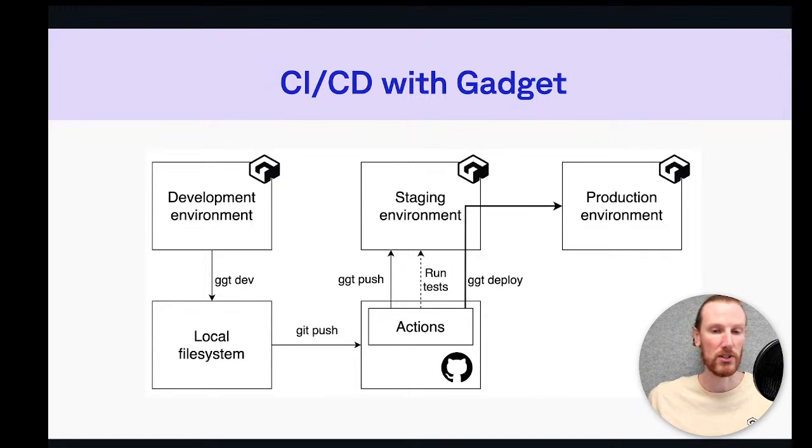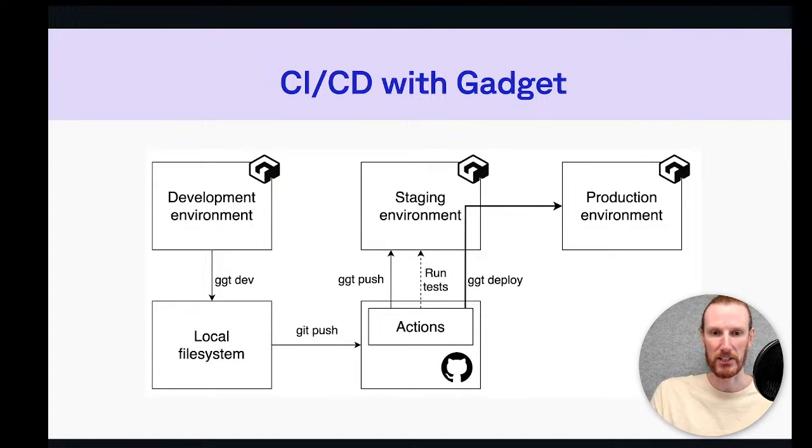We now have source control enabled, so I'm going to push my Gadget project to GitHub. And then I'm going to use GitHub Actions. And what I'm going to do is make sure I push up all of my changes from my main branch to my new staging environment. I'm going to run some automated tests on that environment. And then I am going to deploy automatically if those tests pass.